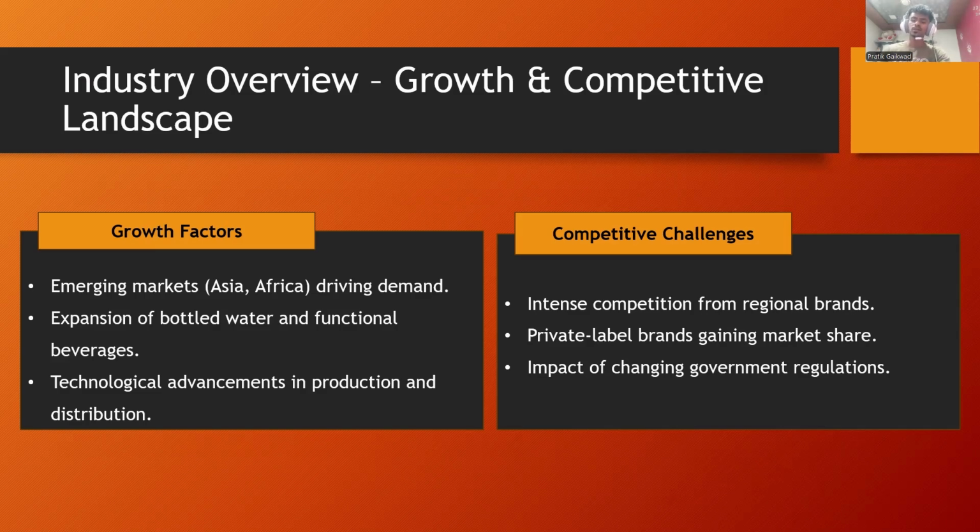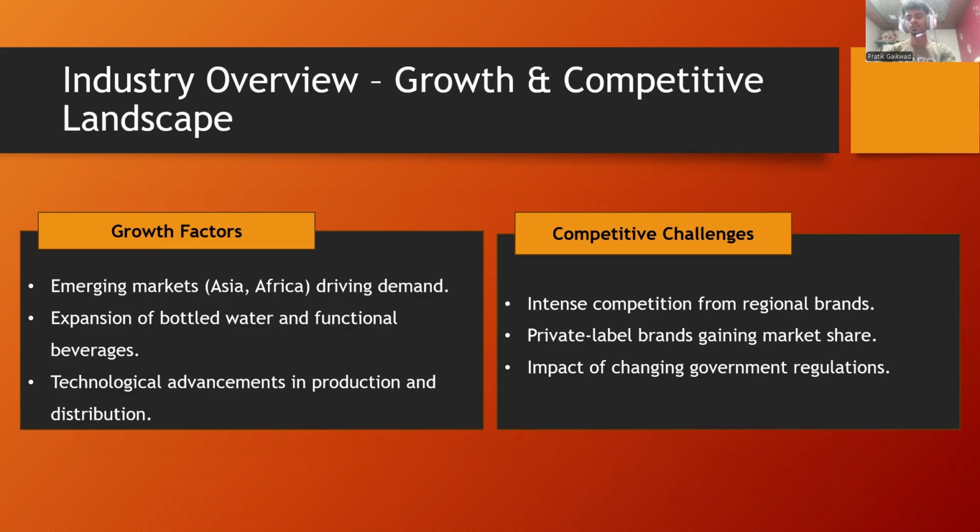However, with growth comes challenges. Intense competition from regional brands is eating into market shares. Local beverage companies often understand consumer preferences better and offer products at lower prices. Additionally, private label brands, like those from supermarket chains, are gaining popularity due to their affordability.